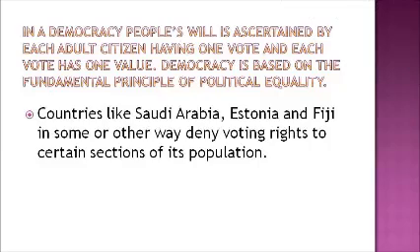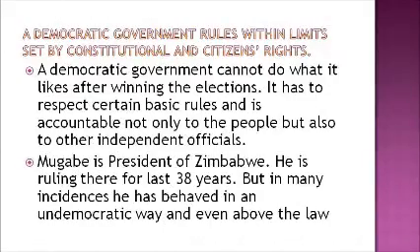In democracy, people's will is important, with each adult citizen having one vote, and each vote having one value. Democracy is based on the fundamental principle of political equality. But we have some examples. Countries like Saudi Arabia, Estonia, and Fiji, in some way or other, deny voting rights to certain sections of their population. So it means people do not have equal political rights. Thank you.